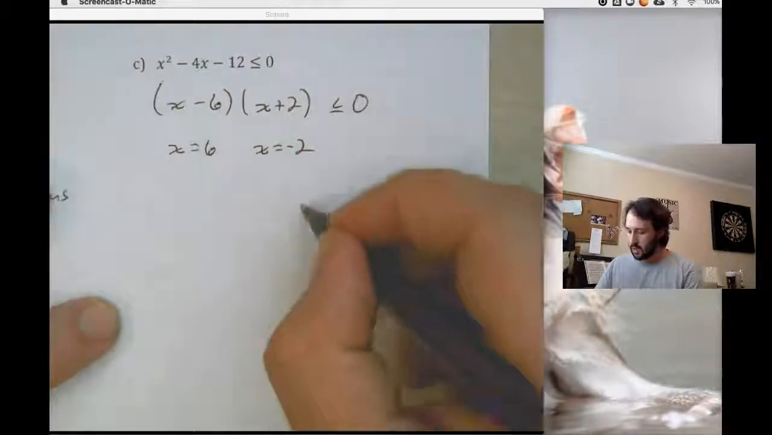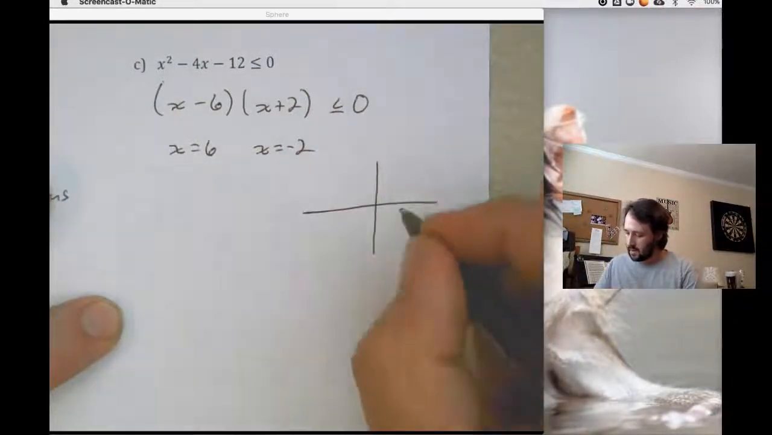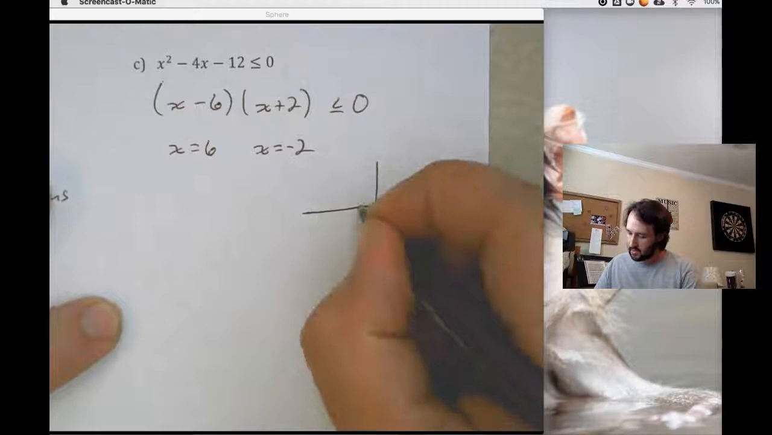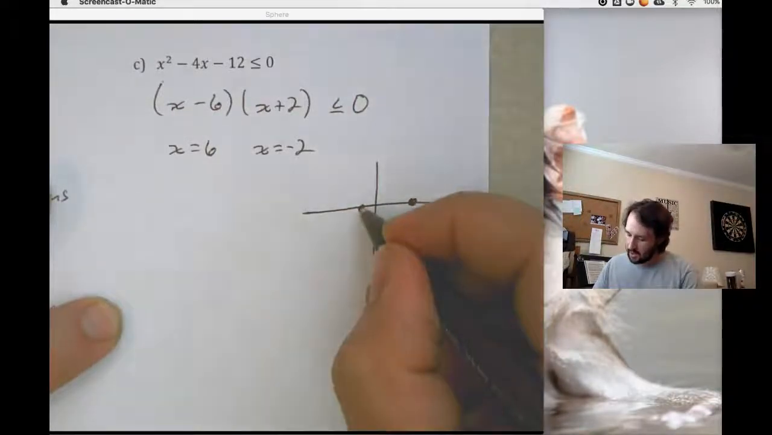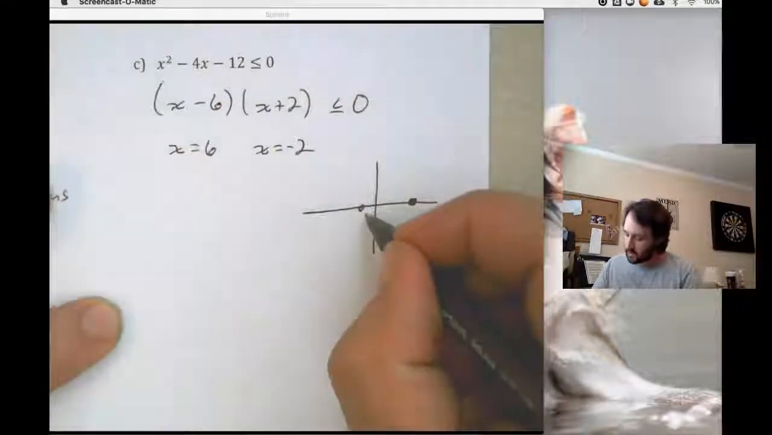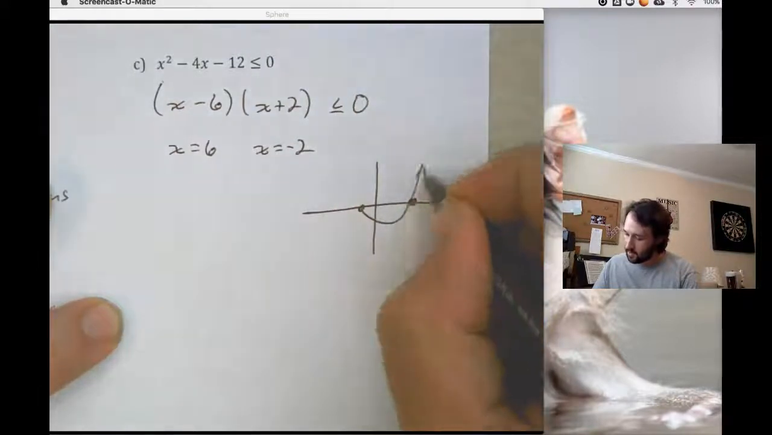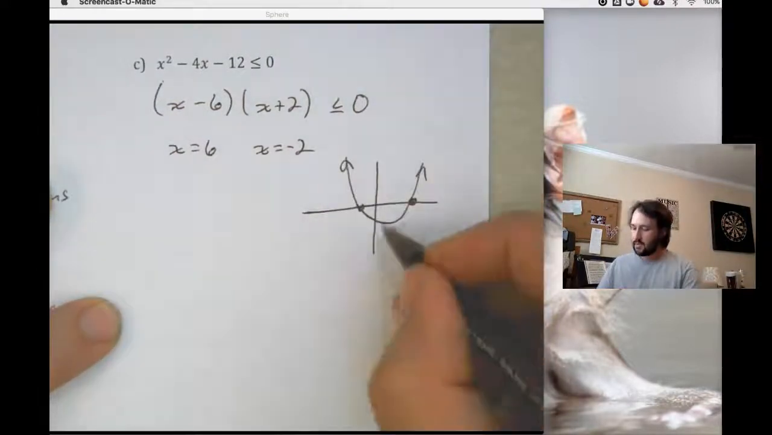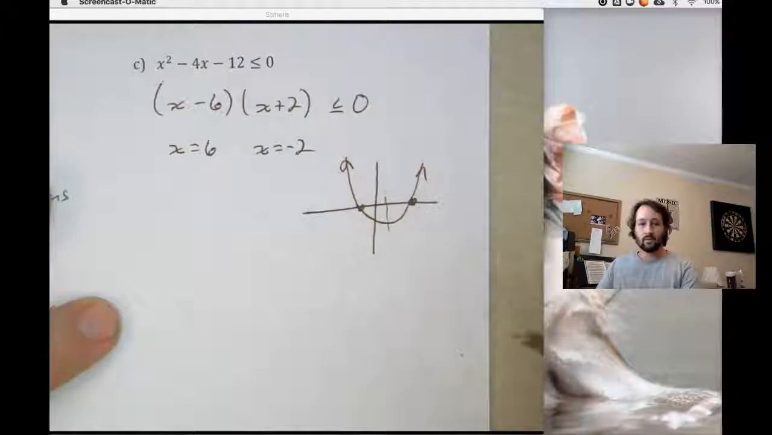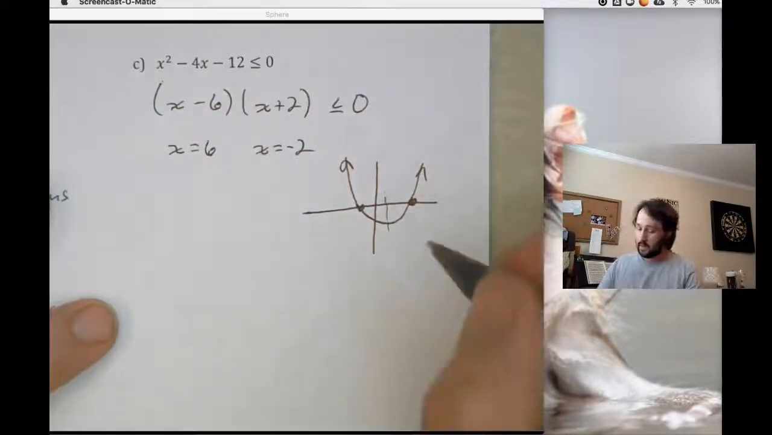So with my graph then, I have 6, which is over there. I have negative 2, which is over there. And I would have a positive x squared. So my graph is going to be opening up, something like that. So the vertex is in the middle of those. The axis of symmetry is also in the middle of those.